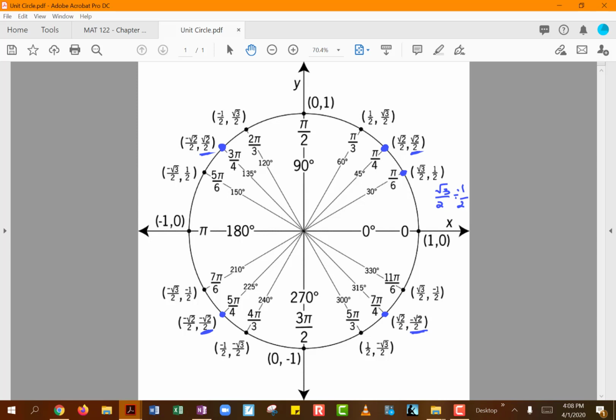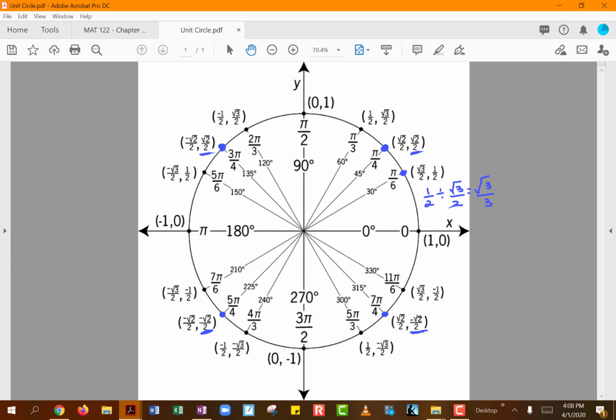I said that the other way around, sorry. This should be 1/2, because it's sine over cosine for tangent, so it should be 1/2 divided by square root of 3 over 2, and that will end up giving you square root of 3 over 3.